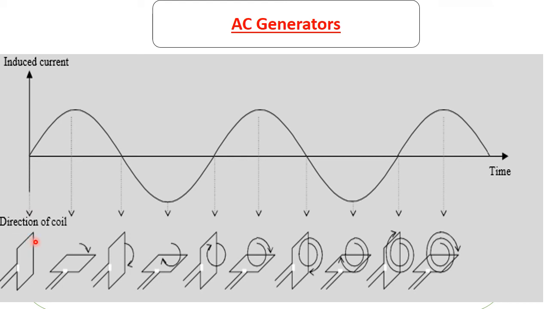So as the coil starts moving, rotating clockwise, then the amount of current that's going to be induced will start increasing. When it reaches like this, then the amount of current induced is going to be at maximum. Again, when it continues rotating clockwise, the amount of current is going to start reducing. Then again, when it reaches like this, when it has rotated about 180 degrees from its initial position, then the induced current is going to be 0.